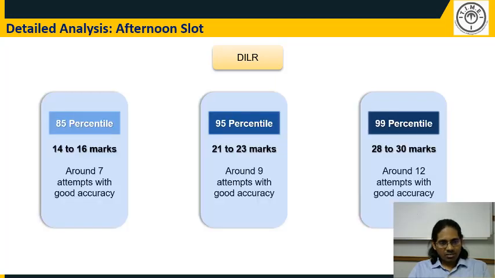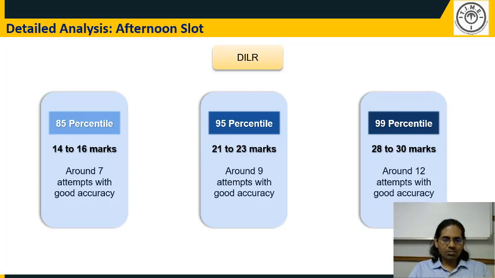Now, to score 85 percentile, one has to score around 14 to 16 marks. That's around 7 attempts with a fairly good accuracy. And to score 95 percentile, one needs to score around 21 to 23 marks. That's around 9 attempts with a pretty good accuracy. And to score around 99 percentile, one needs to score around 28 to 30 marks, and that's around 12 attempts with fairly good accuracy.